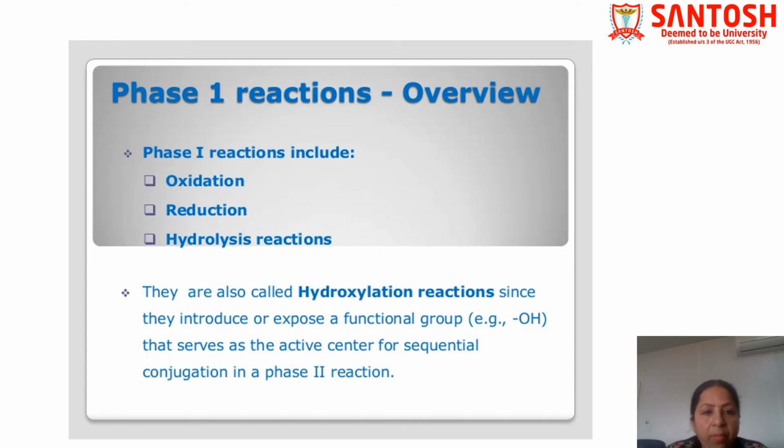Let us have a comprehensive look at the phase 1 reaction. The phase 1 reactions include oxidation, reduction and hydrolysis reactions. They are also called hydroxylation reactions. Since they introduce or expose a functional group, they serve as an active center for sequential conjugation in phase 2 reaction.